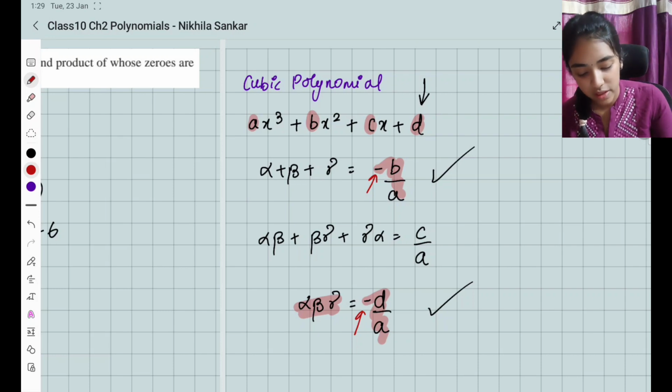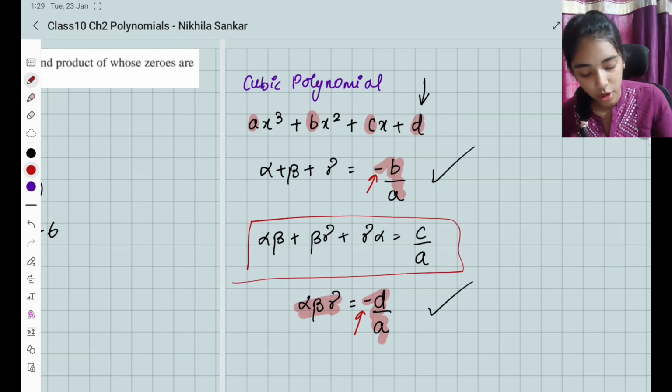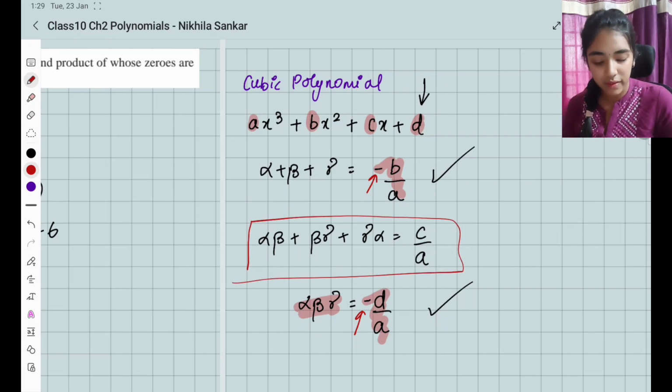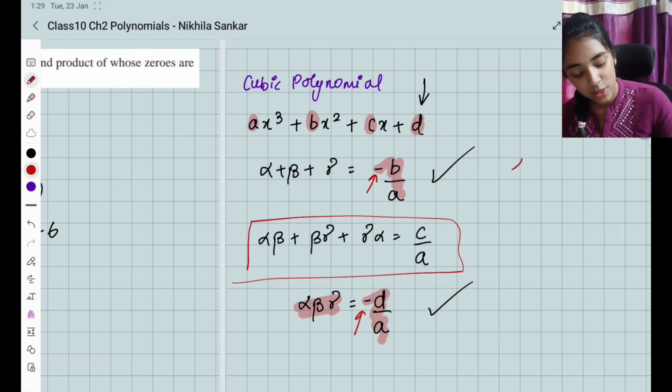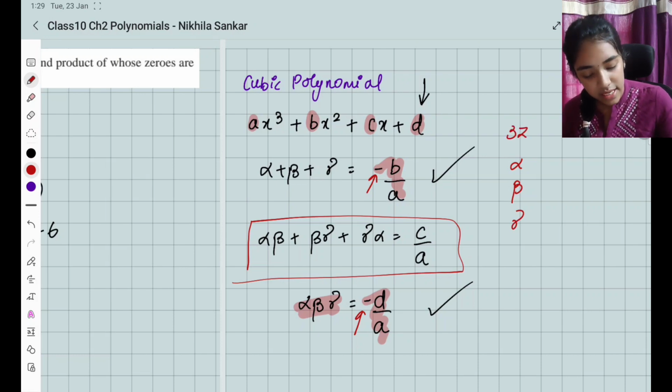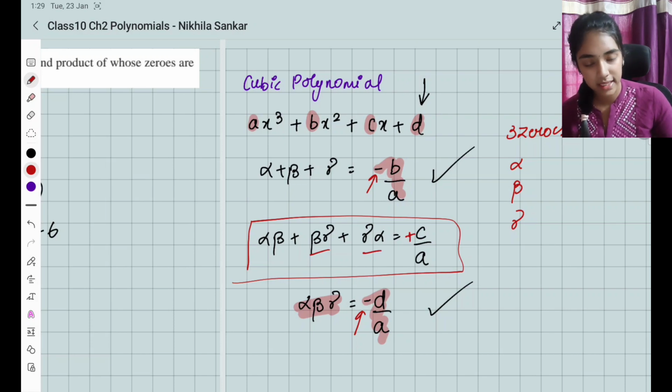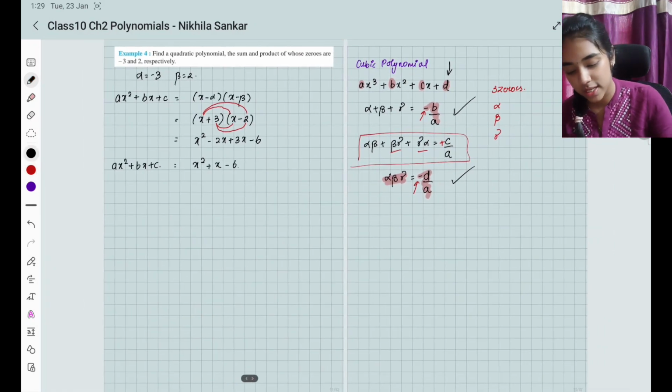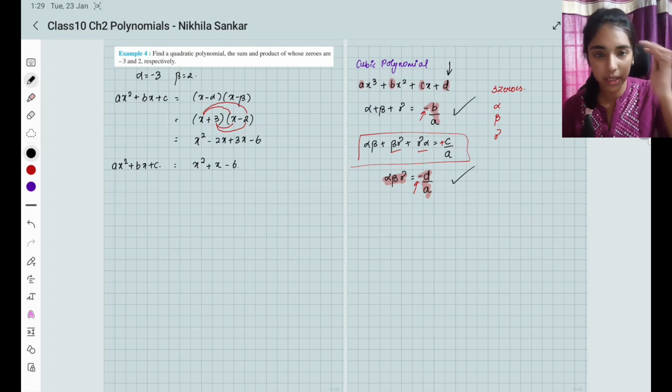Now there is one in the middle, which is going to be the sum of the product of 2 different zeros. You have alpha beta plus beta gamma plus gamma alpha. Here the zeros are going to be alpha, beta and gamma. There is a third zero; you have 3 zeros in total for a cubic polynomial. So you have alpha, beta, gamma. Okay, so alpha beta plus beta gamma plus gamma alpha equals plus c divided by a. Here it is positive. Let's solve questions. You will understand this better. If we do many questions, it will register in your mind.